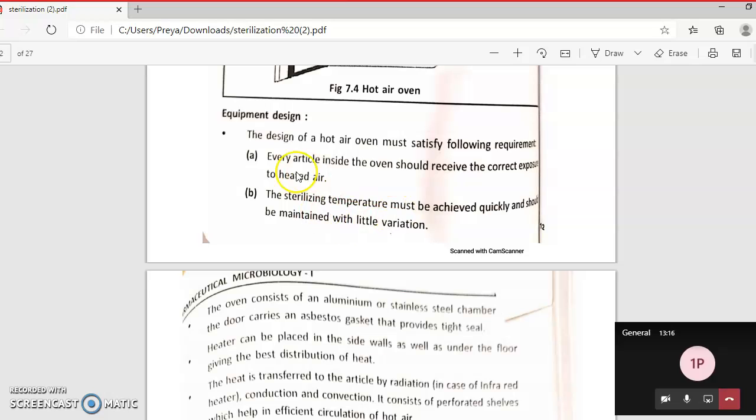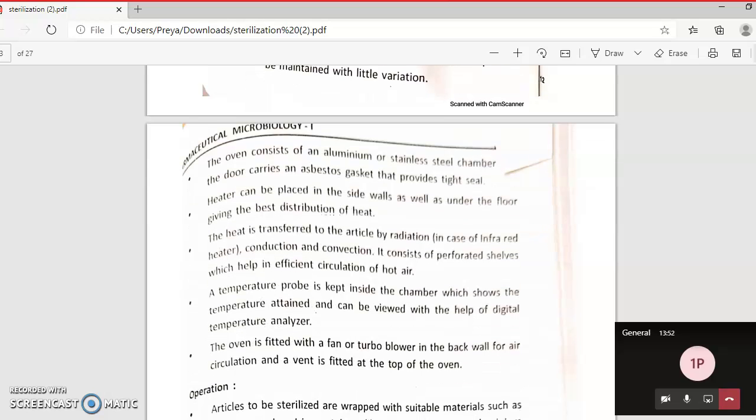Now the second important requirement for the design is the sterilization temperature. If you set 180 degrees, then it should be achieved quickly, very important. You cannot wait 1 hour to achieve the temperature, okay? So the temperature should be achieved quickly, and second, it should have little variation. You can see in our lab, if we set 80 degrees, it will cross 100 degrees, right? That means there is a high variation in the temperature. But an ideal hot air oven should not have more than 2 degrees variation, okay?